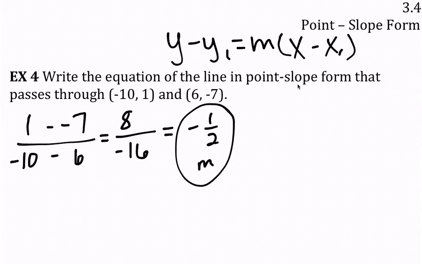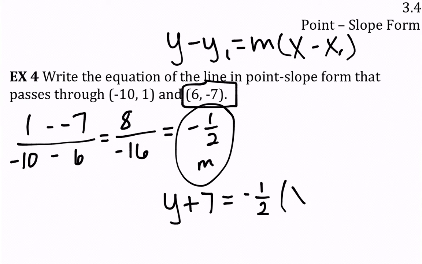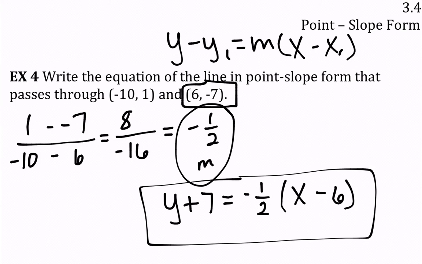And now that we have our slope, we just need to pick one of those points. It does not matter, so I'm going to pick this second point. So we have our point, we have our slope, we can write our equation. So y, then we look at the y value. Our y value is a negative 7, so I'm going to write a plus 7 equals. After our equal sign, we put our slope, which is a negative 1/2, open parentheses, x. After we write x, we look at the x value from our point. It's a positive 6, so I'm going to write a minus 6. And there it is, point slope form.